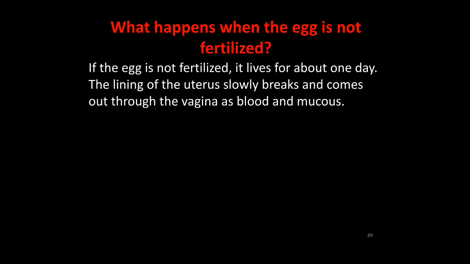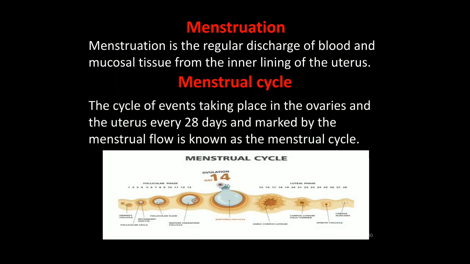The lining of the uterus slowly breaks and comes out through the vagina as blood and mucus. One more thing I didn't tell you, menstruation. What is menstruation? See, menstruation. Menstruation is the regular discharge of blood and mucus tissue from the lining of the uterus.